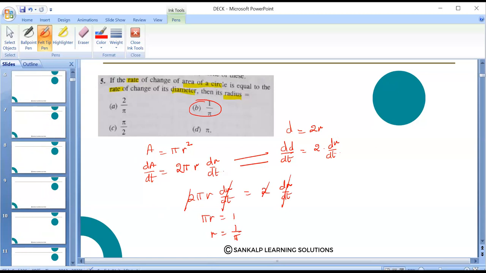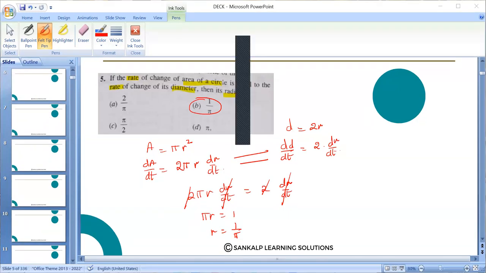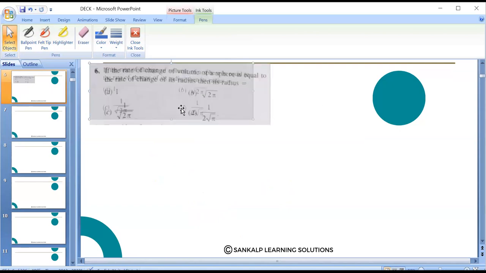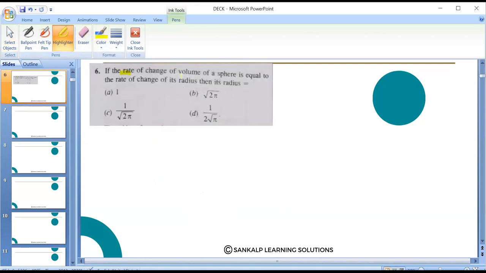Next is question number 6. Here is question number 6. If rate of change of volume of a sphere is equal to rate of change of radius, then find the radius. Volume of the sphere is 4 by 3 pi r cube. Rate, that is the derivative: 4 pi by 3 is a constant. Derivative of r cube is 3r squared dr by dt.